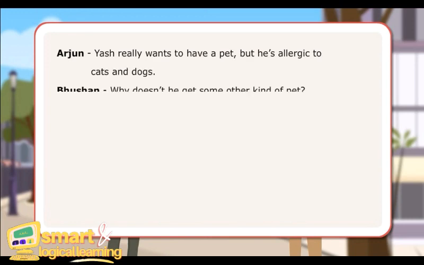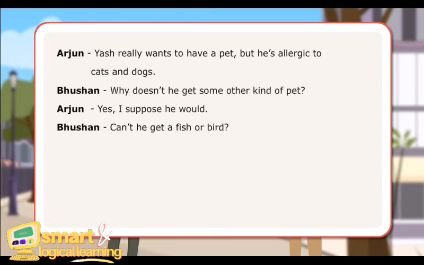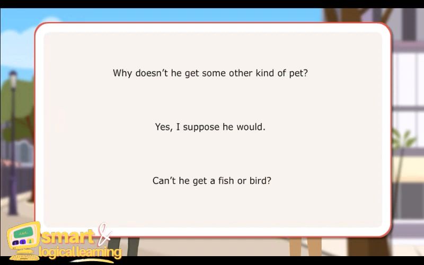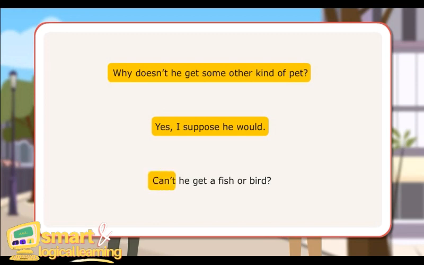In the conversation, Bhushan uses negation and Arjun responds to them very well. Here are the example sentences. Why doesn't he get some other kind of pet? Yes, I suppose he would. Can't he get a fish or bird?